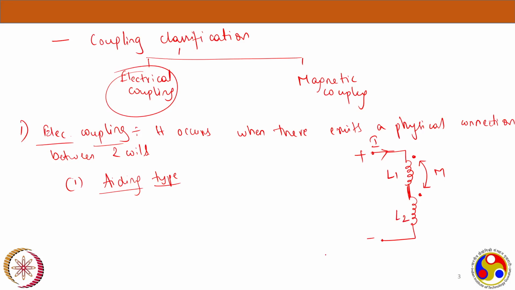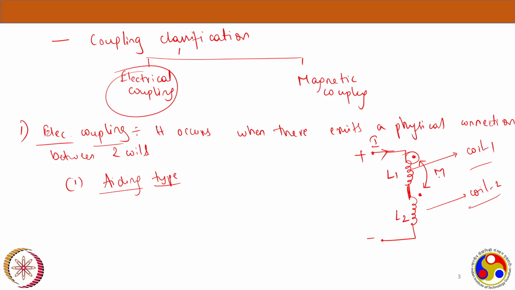Now, I will say this is an electrically aiding coupling. Why is it electrically aiding? Can someone tell me? These two coils are connected in series, right? Definitely they are connected in series. Since they are connected in series, the same current will flow through both coils. And in this case, I can see the current is entering at the dotted terminal of coil 1. Let's say this is coil 1 and this is coil 2.